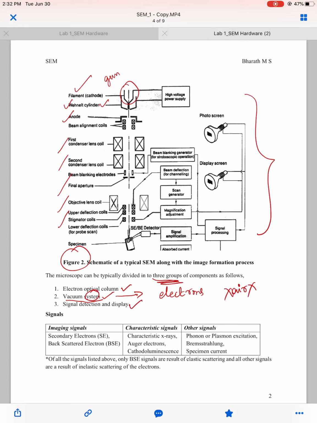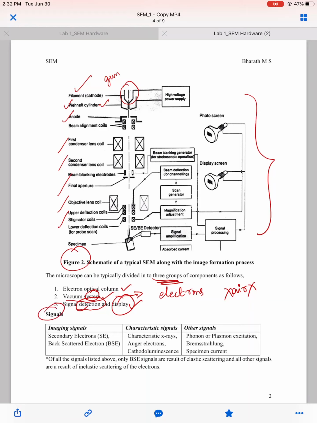And finally, the final component is for detecting various types of signals that are generated, and to display them onto a computer screen or any typical screen, so that we can see the result and understand or interpret the results that we get about the samples.